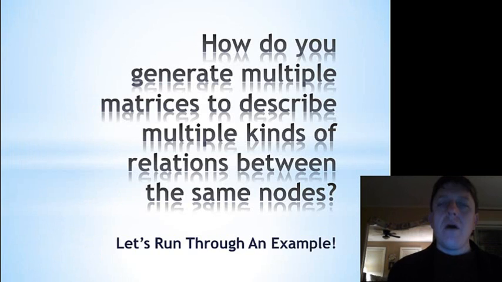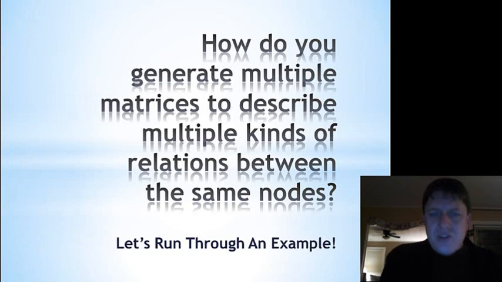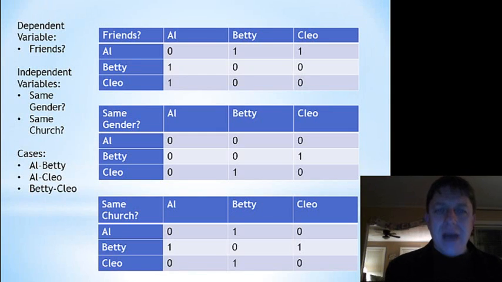How would you go about, practically speaking, very practically speaking, generating multiple matrices to describe the kinds of data that I just showed you, multiple kinds of relations between the same nodes? How would you create matrices like that?